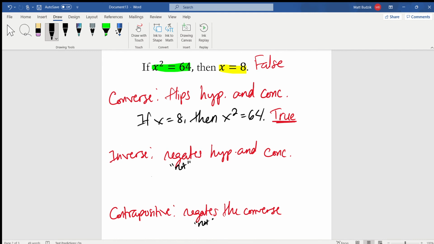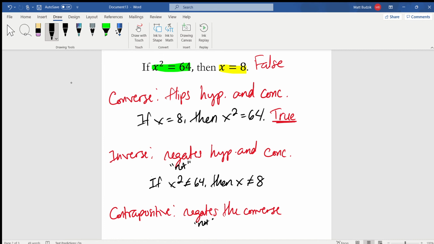The inverse, again, doesn't flip anything, but it just negates the order that we have. So this would read, if x squared does not equal 64, then x does not equal 8. So x squared does not equal 64, x does not equal 8. Take a second, think about it. All right, what'd you get?